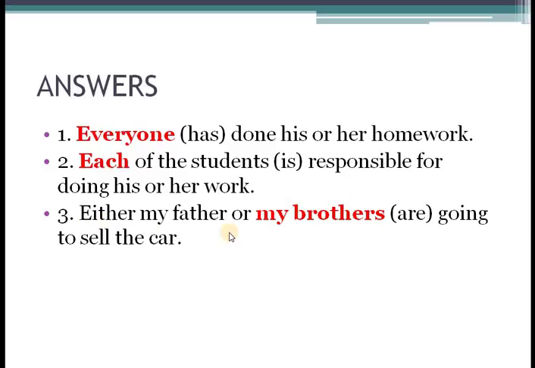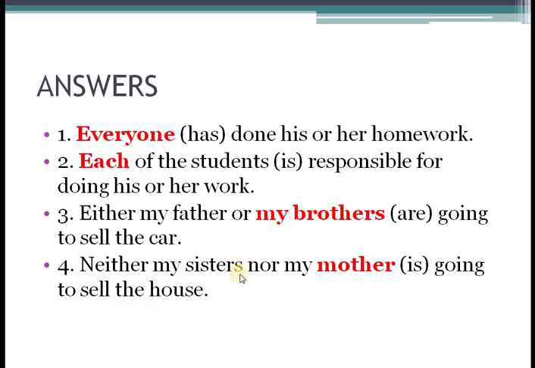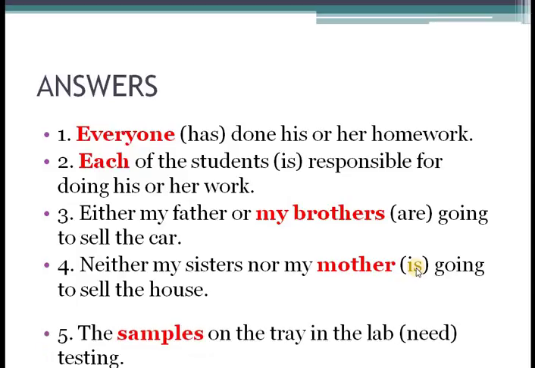Remember we said when we have two subjects separated by or, the one that is closer to the verb agrees with it. Because we're referencing more than one brothers, it takes the verb without an S. Neither my sisters nor my mother. Same rule applies. One is plural, one is singular. The verb agrees with the subject that is closer to the verb, and mother is closer.